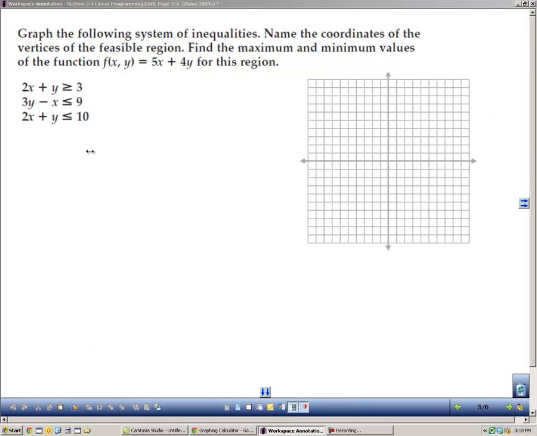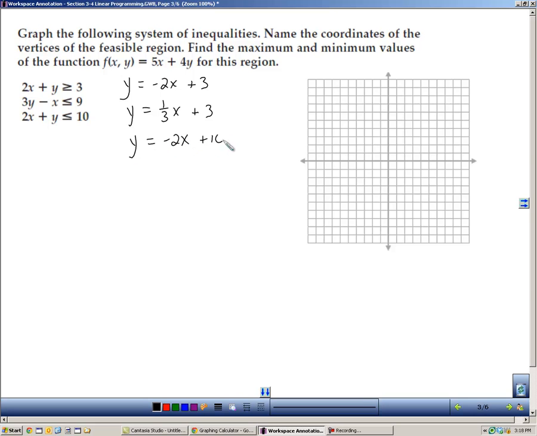Here's another example of linear programming. These inequalities are kind of difficult, so you might want to isolate the y in each case and see what the boundary line looks like. For the first one, I'm going to subtract 2x, so this is my first boundary line. Second one, I'm going to add x, and then I divide by 3. So it's going to be 1/3 x plus 3. And for the last one, I'm going to subtract 2x, so negative 2x plus 10. So those are what my three new boundary lines are going to look like, and I'm going to graph them and then shade them and find the feasible region.